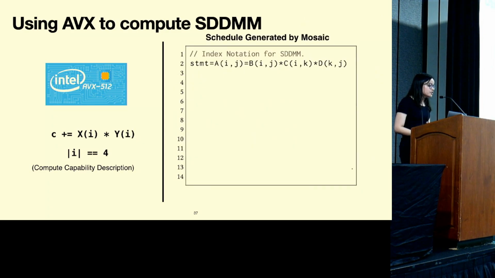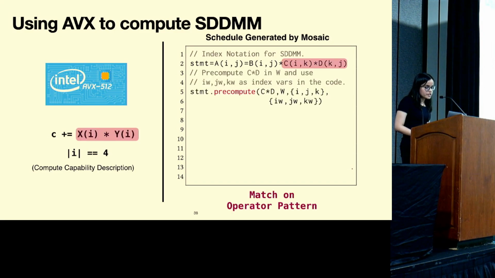So this is a schedule that's going to be generated by Mosaic when you ask Mosaic to generate the schedules for STDMM using AVX. So the first step that we need to go through is we need to match on operator pattern. Here, crucially, Mosaic will reject all information about tensor order and tensor dimension size. And this is what really makes our search fast, this ability to reject extraneous information at this step. And once we find a match on operator pattern, we're going to isolate that expression from the rest of the expression we want to compute. So that's the pre-compute step in this case.